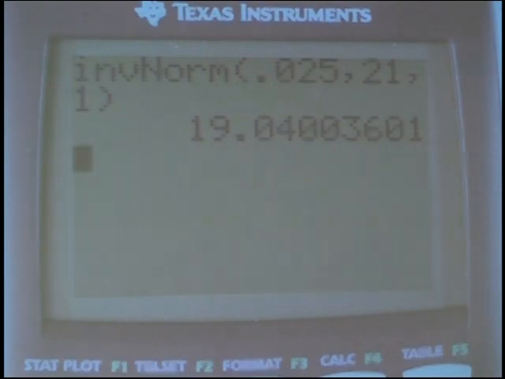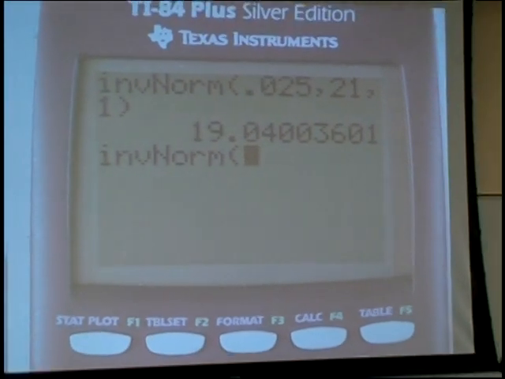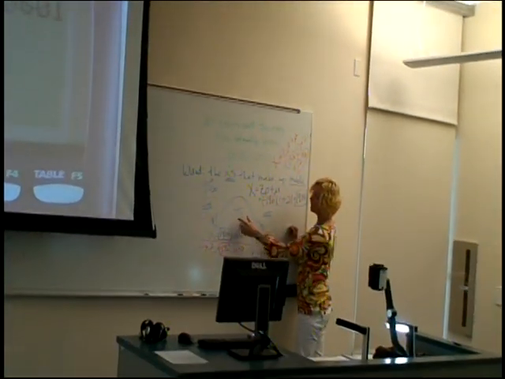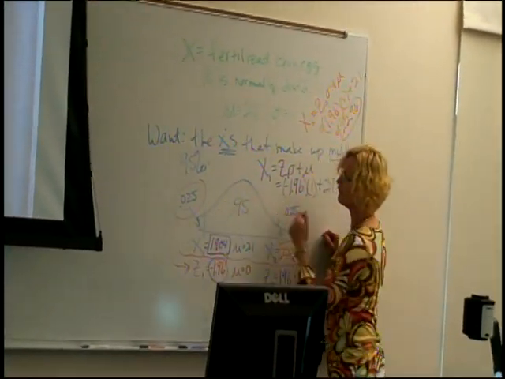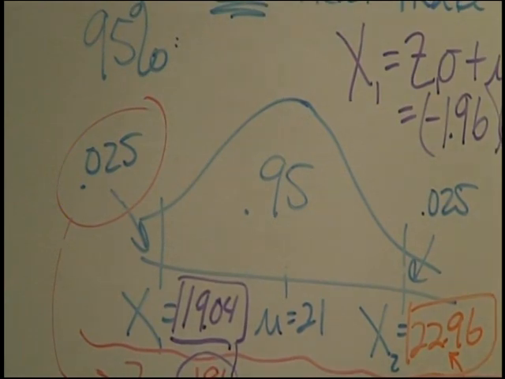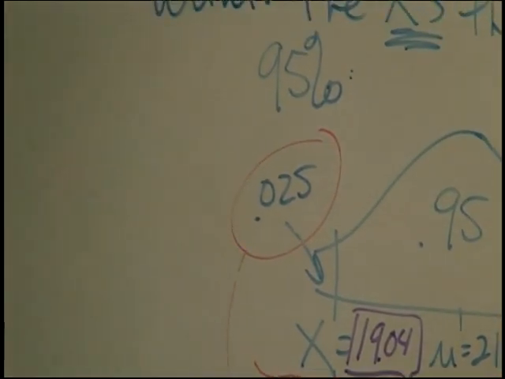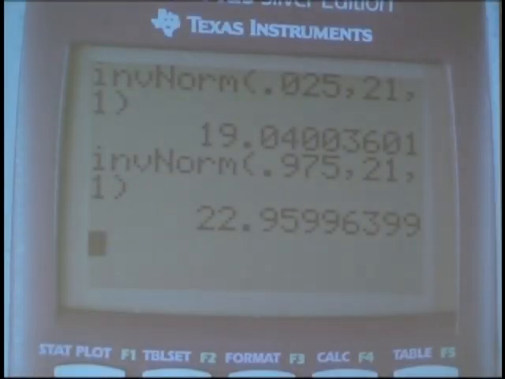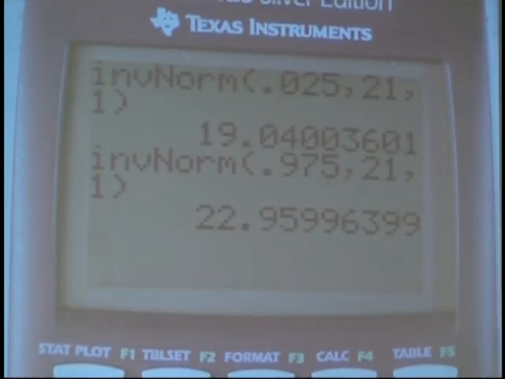Now when you find X2, you've got to add up all the probability to the left. So you're going to have to add these two pieces together because they're both to the left of that score we're seeking. You with me? So you got to add the 0.95 and the 0.025. So what would that be? 0.975? Again, because you want all the probability to the left of your value that you're looking for. Mean of 21, standard deviation of 1, and there's our 22.96.